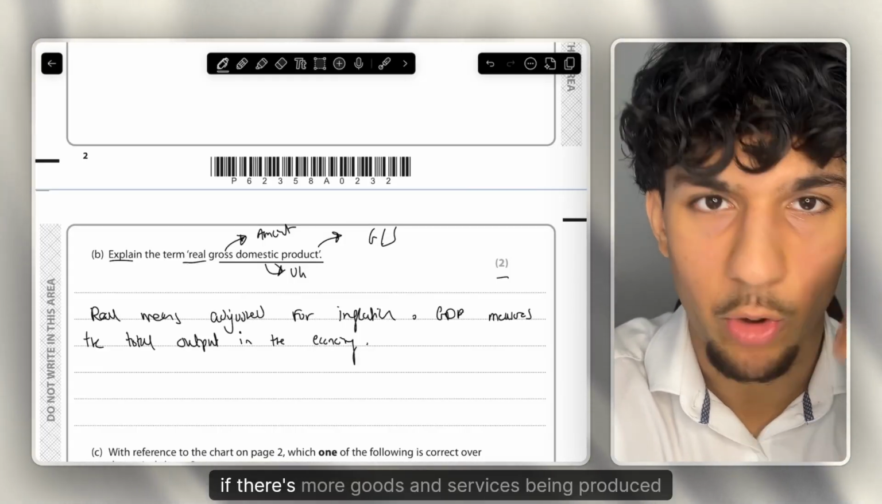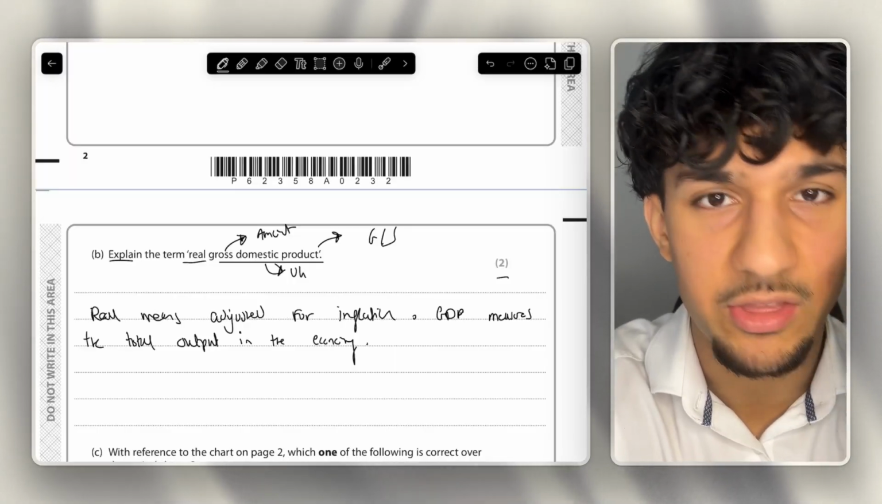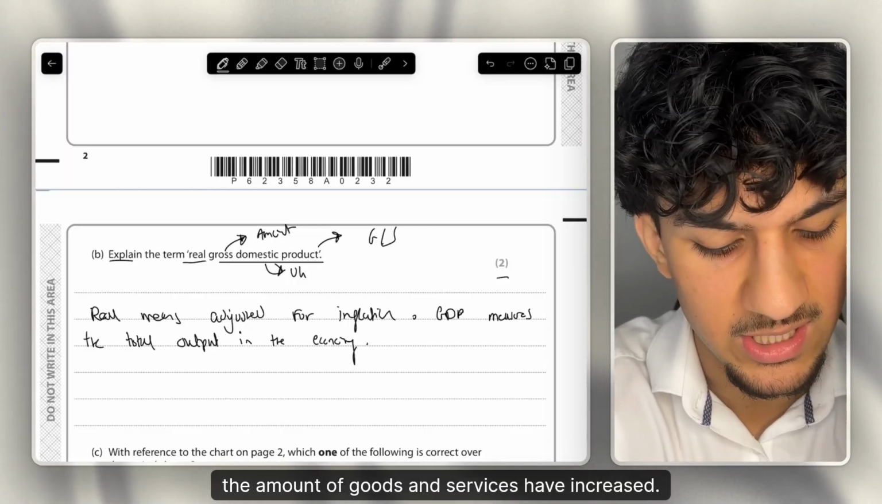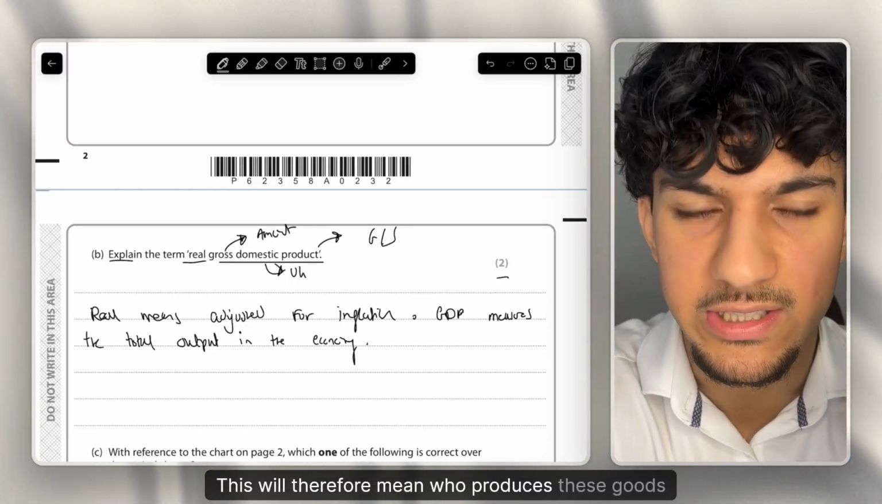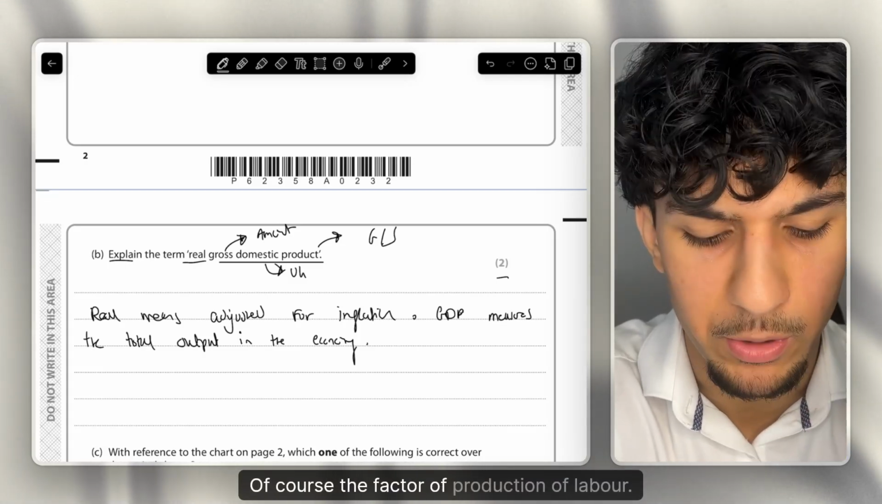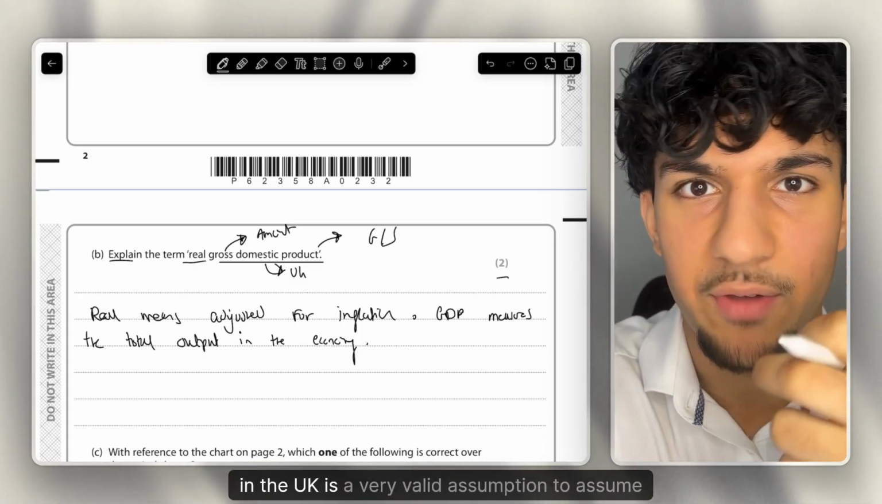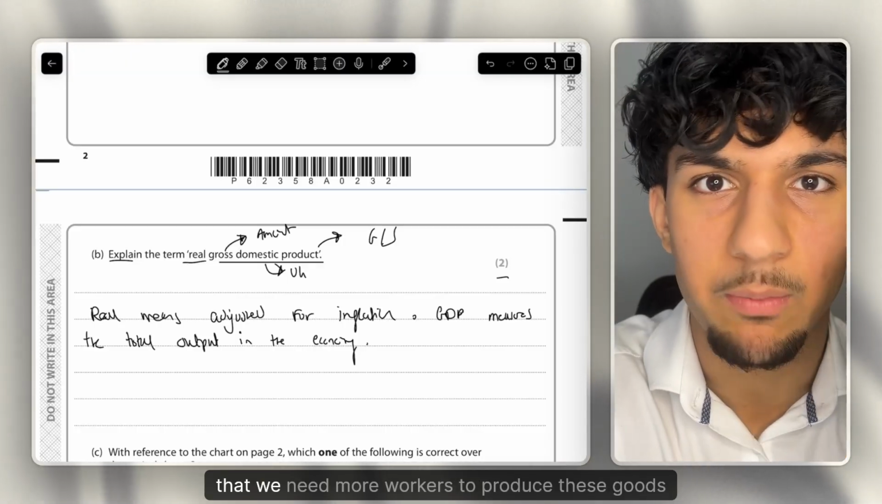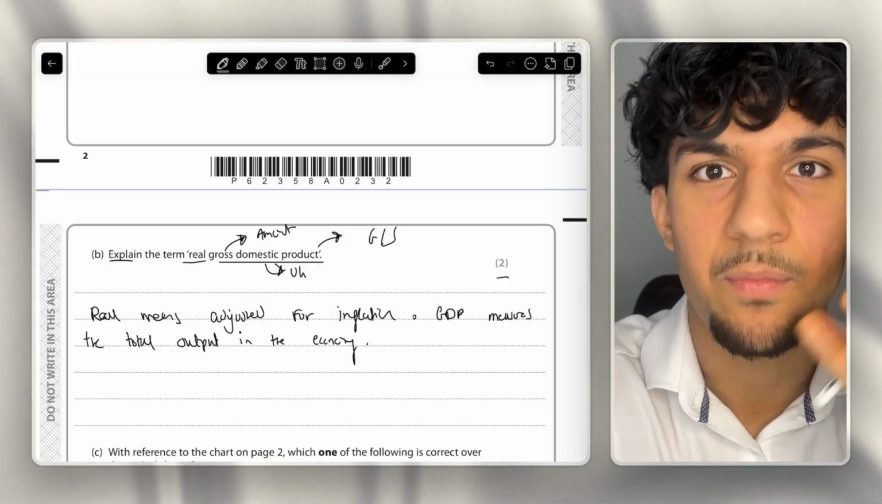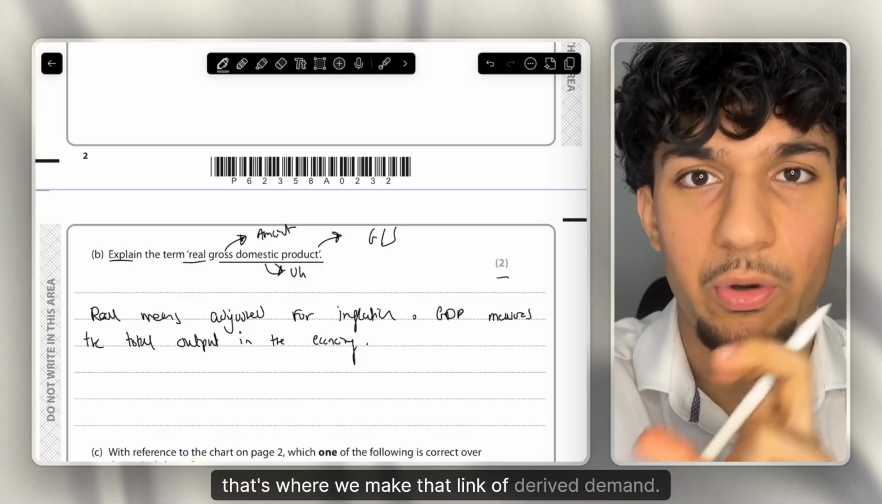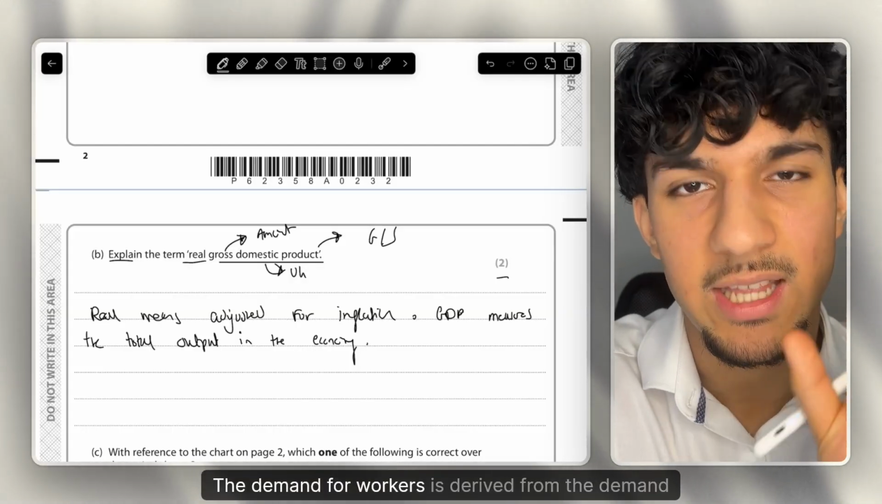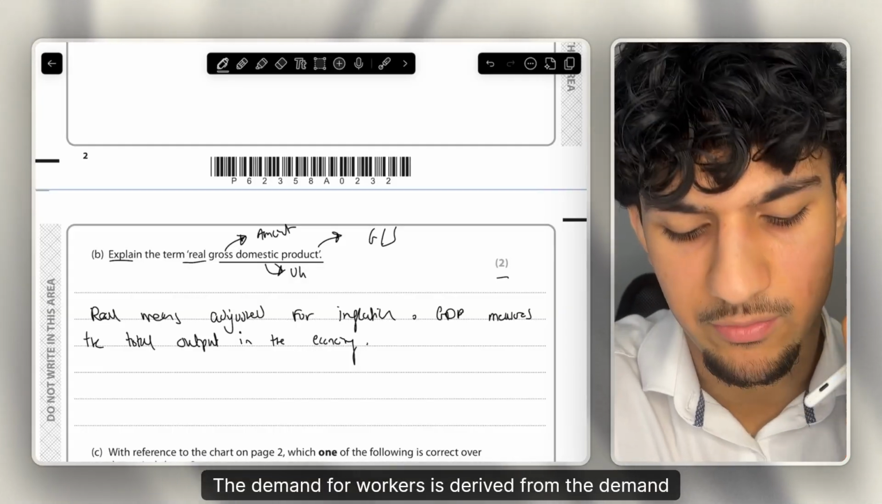For example, if there's more goods and services being produced in the UK, the amount of goods and services has increased. This will therefore mean who produces these goods and services? Of course, the factor of production of labour. Therefore, if there's more goods and services being produced in the UK, it's a very valid assumption that we need more workers to produce these goods and services. That's where we make that link of derived demand. The demand for workers is derived from the demand for goods and services.